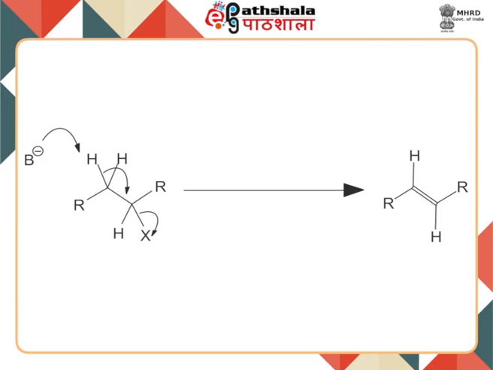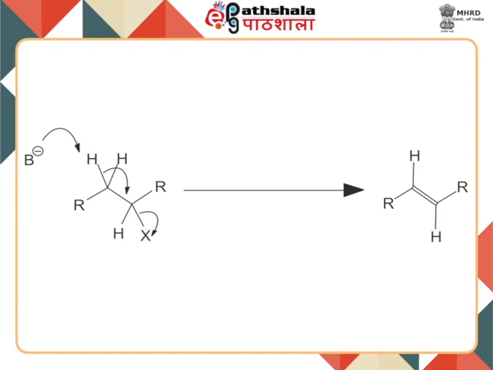The C-X and beta carbon hydrogen bonds are coplanar in the transition state, and the two leaving groups must be in trans relationship for undergoing E2 elimination and subsequent formation of the C=C double bond. That is, you must have the anti-periplanar transition state.